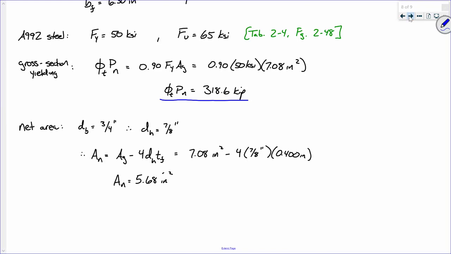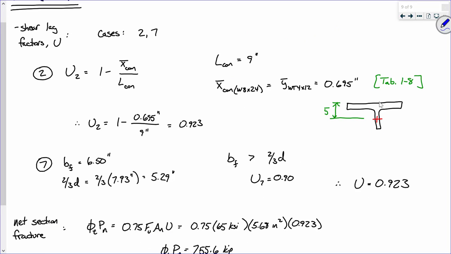Then we've got to figure out which shear lag factor governs. So we calculated according to case 2. Remember case 2, we looked up the appropriate Y bar for the equivalent WT. So if it's a W8x24, we look up the Y bar for a WT4x12. Remember, you're cutting the depth in half, and then you're cutting the weight in half. So it's a WT4x12. So that comes out to be 0.695 inches.